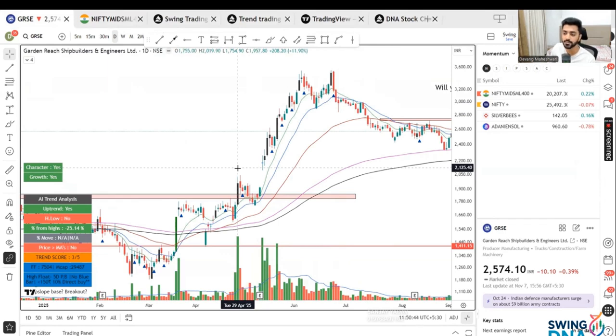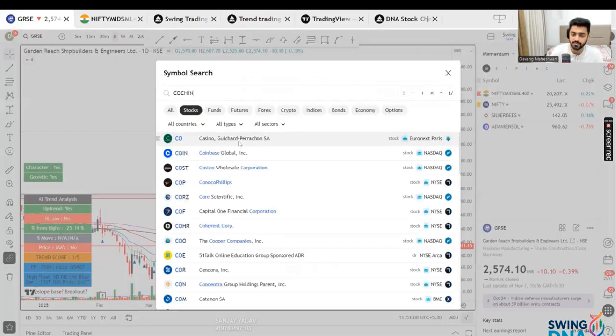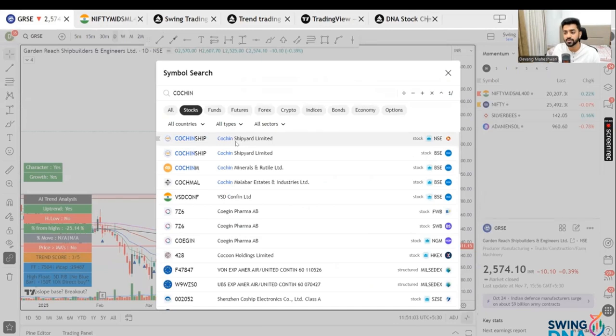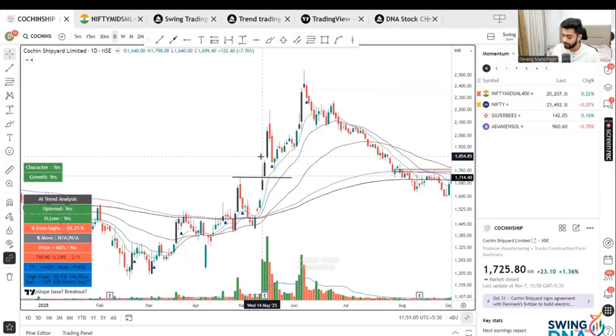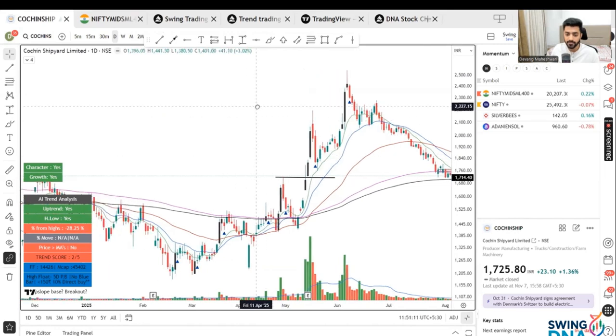So this is 29th April. So just write it also. Let's do this. First it came on 15th and then it came on 29th. Let's see others like Cochin Shipyard, Mazagon Dock, which are similar in this sector. Okay. GRAC was 15th of April. You have seen this is coming multiple times.